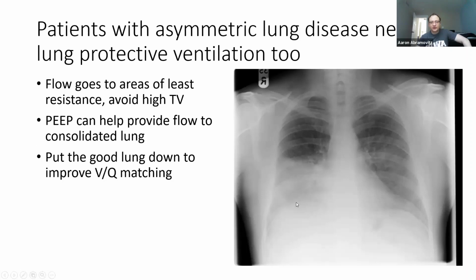PEEP can help provide flow to this consolidated portion. If you're having issues with hypoxemia in somebody with asymmetric lung disease, put the good lung down to improve the VQ matching, because if the patient is on their left side in this case, there will be more blood flow to the dependent portion and less to this portion, and that'll decrease the shunt fraction.